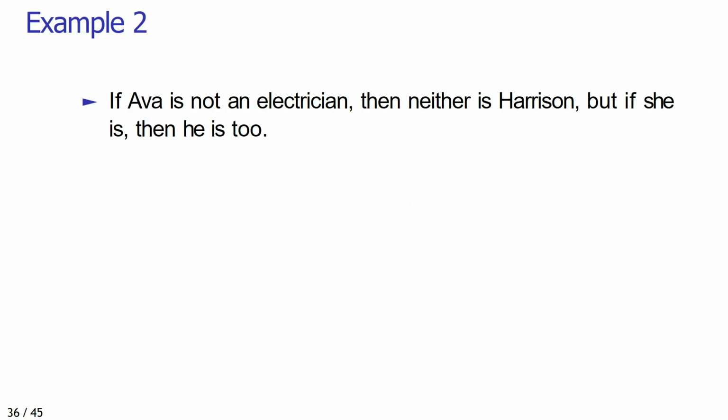Let's look at a second example. Again, a rather complicated English sentence. If Ava is not an electrician, then neither is Harrison, but if she is, then he is too. Let's start with a paraphrase.